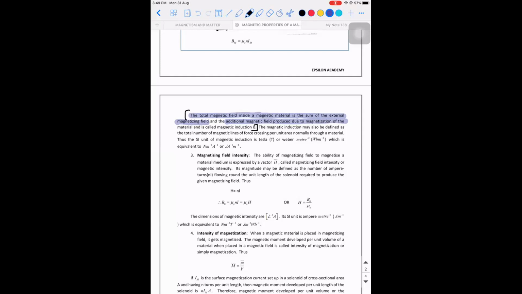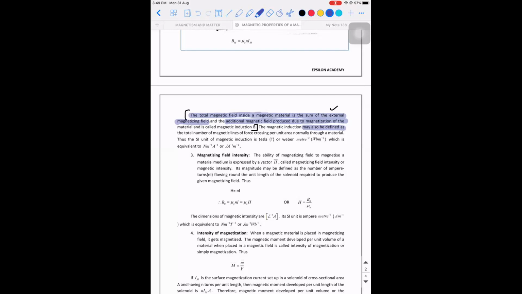So this is the theoretical definition. What are they saying? The total magnetic field inside the material is the sum of the external magnetizing field and the additional magnetic field produced due to the magnetization of the material. That is the output of that material. Okay. It has an alternate definition also. Observe. The magnetic induction may also be defined as, make a note of it, write it down. Because there are certain derivations which are based on this, I suggest you write it down.